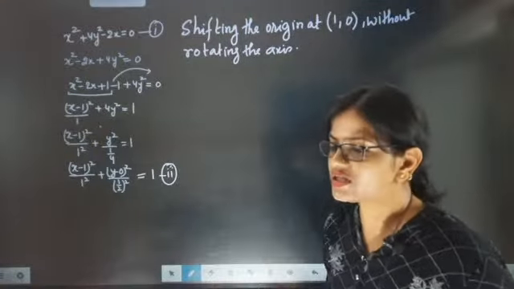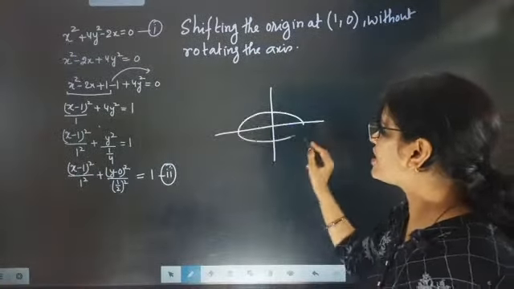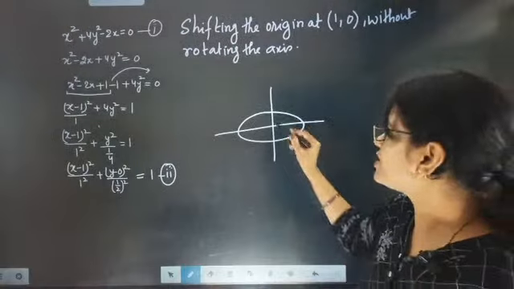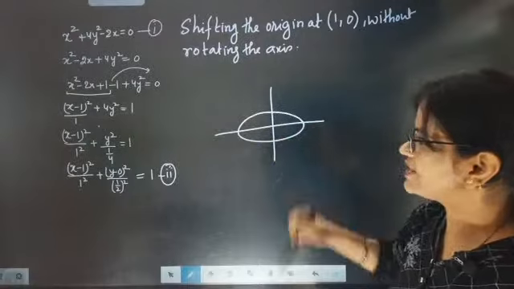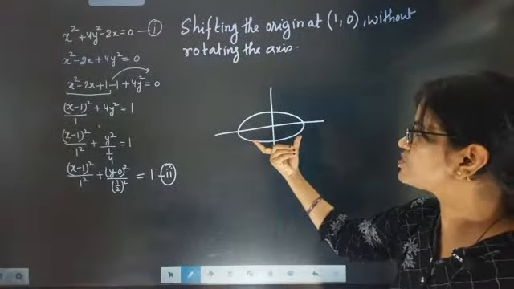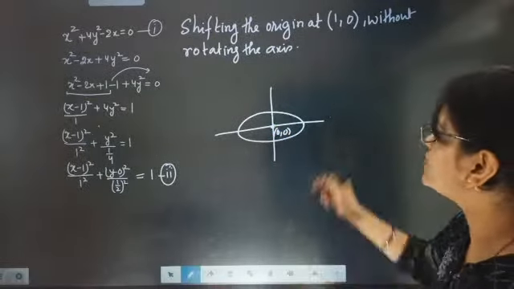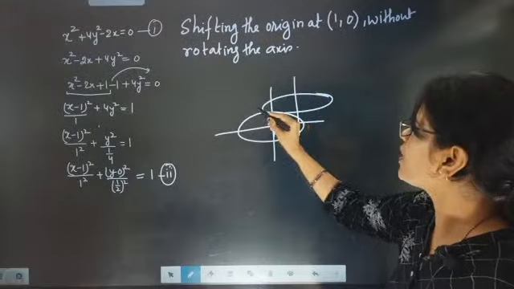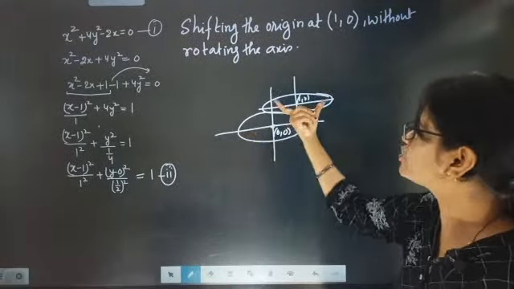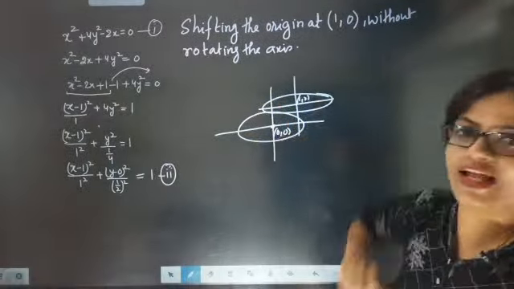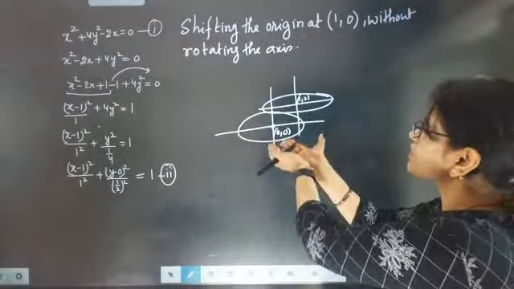You know why I have written this phrase, without rotating the axis? The reason is that in an ellipse, one part is coming as the major axis, one part as the minor axis. Originally the ellipse was like this. Now we took the ellipse, and the center of the ellipse is not at 0 comma 0. The center of the ellipse is exactly at 1 comma 0. That means we shifted the center of the ellipse to this point without rotating the ellipse. We just took the ellipse and shifted it.